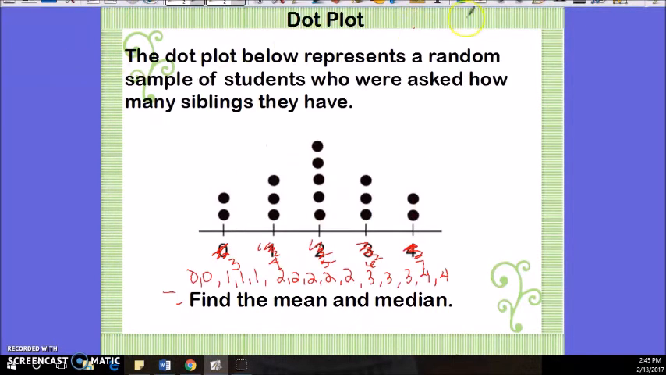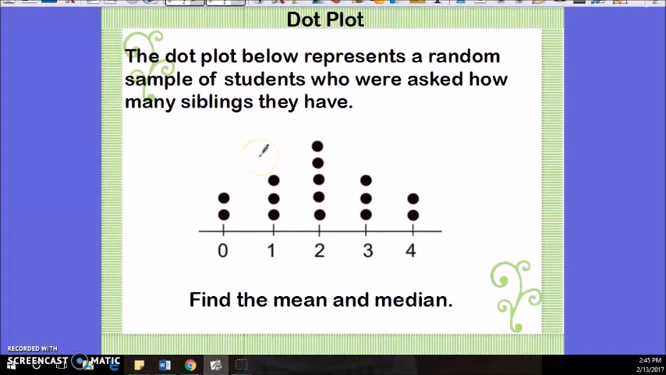All right, so the next one is the dot plot. The dot plot below represents a random sample of students who were asked how many siblings they have. Find the mean and median.